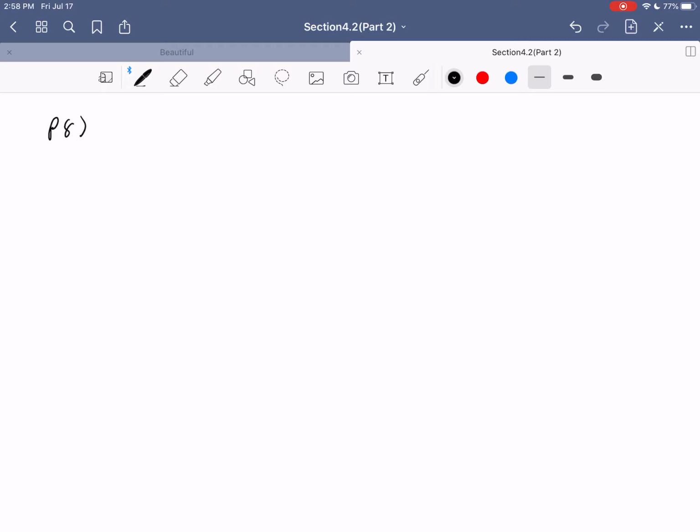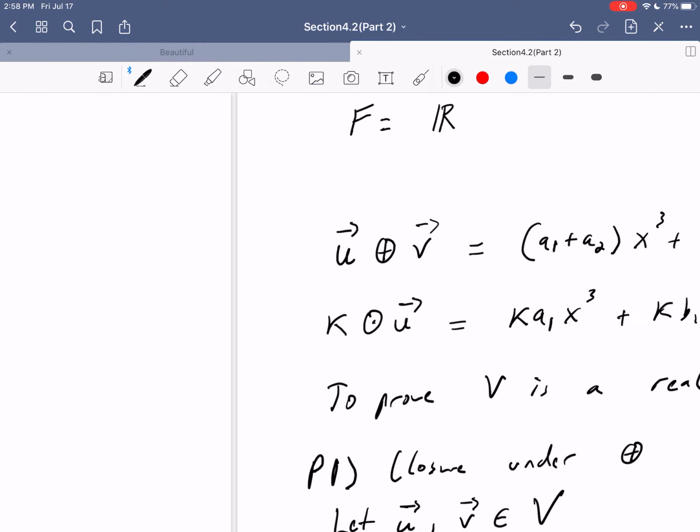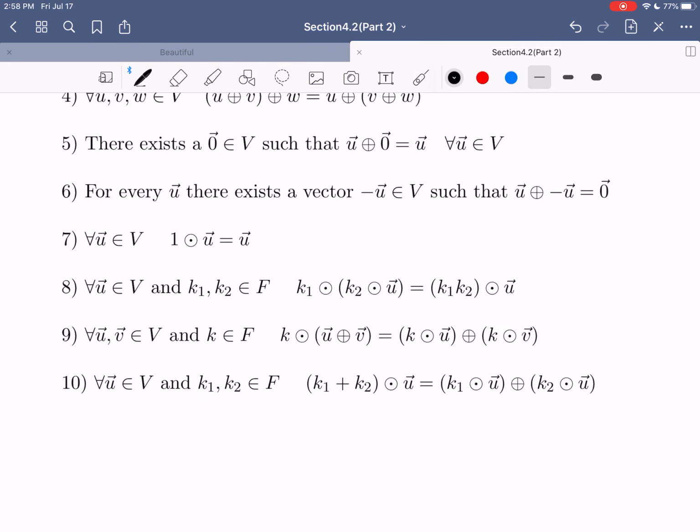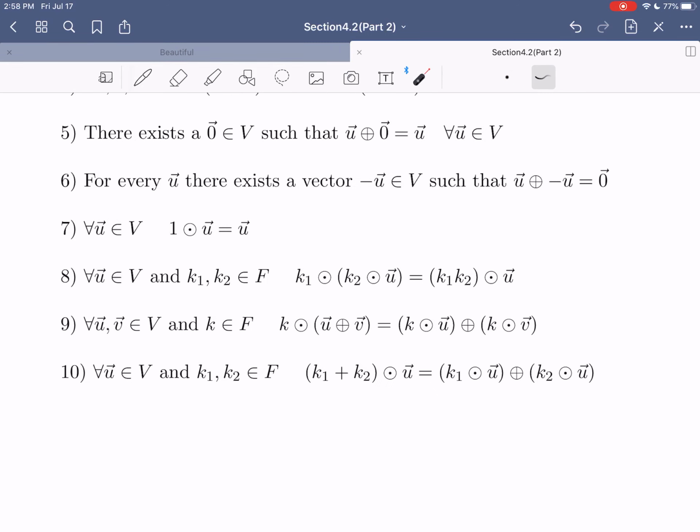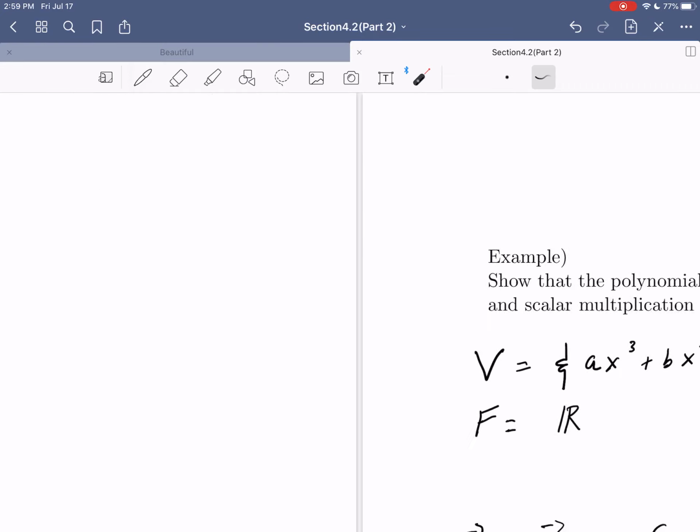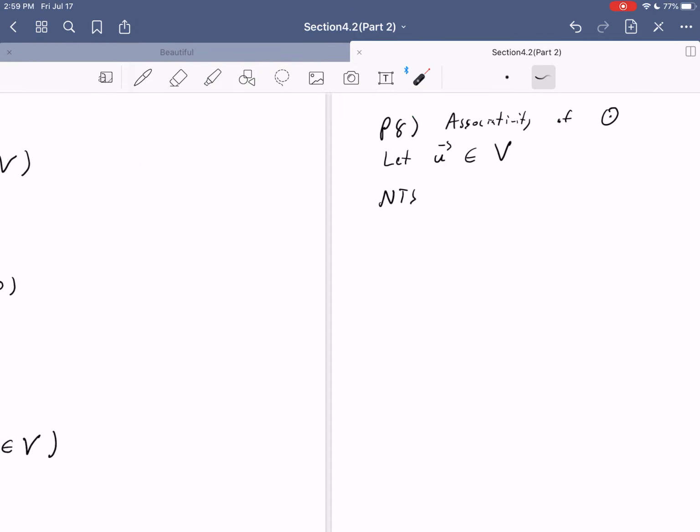P8, right? This is associativity of the scalar multiplication. So here we're going to let U be an element of V, and we need to show, I think we usually group them outside first. It doesn't matter, of course. But yeah, we're going to do K1 scalar multiplied with K2 scalar multiplied with U, and then show that you could multiply the scalars first. Okay, perfect. So let's go ahead.